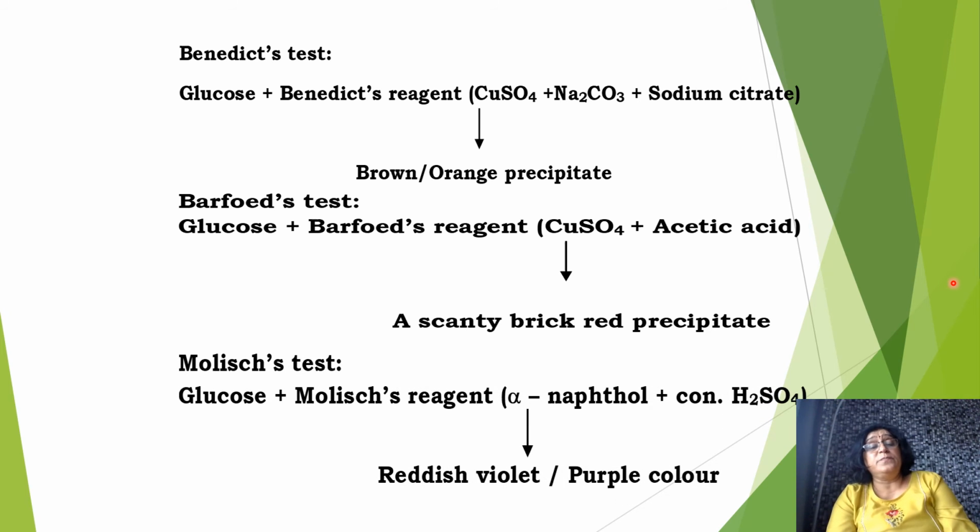Then it also gives the Molisch test. When you add Molisch reagent to glucose, you get a reddish violet or purple color. And what is Molisch reagent? It is a mixture of alpha naphthol and concentrated sulfuric acid.